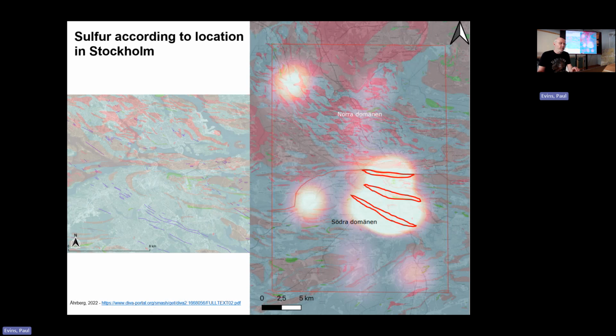If we look again at the distribution of the sulfides over Stockholm based on that same data set, it's not a very beautiful heat map yet. We need better coverage with more tunnels, but we're working on it to get better and better. One thing to notice is that the high concentrations, or these high spots here, are mostly south of a particular fault.